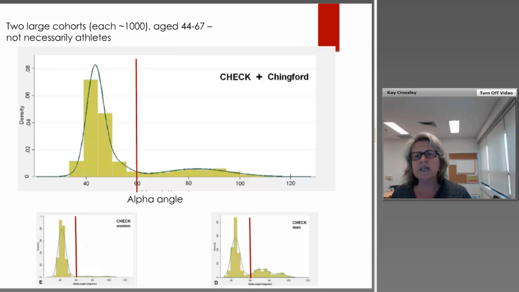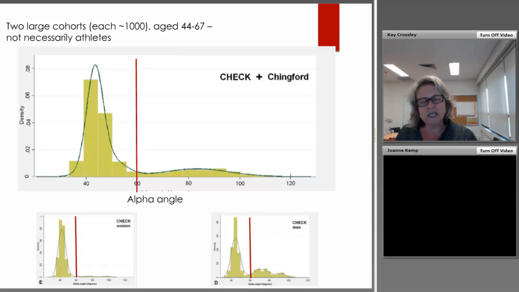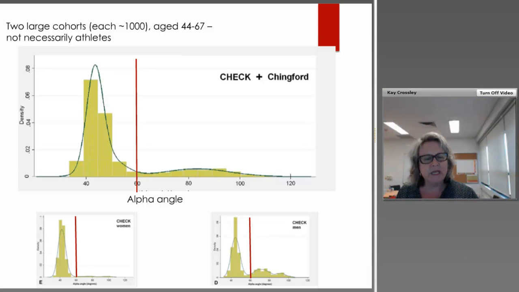And what their data showed, in these two very small graphs, is that the cut point is the same for both men and for women. So the Czech study had both men and women in it. And in the women, even though fewer people have a cam lesion, the cut point is still at 60 degrees. Whereas in the men, more people have it, and the cut point is also 60 degrees. So it doesn't matter whether you're a man or a woman, the cut point is about 60 degrees.